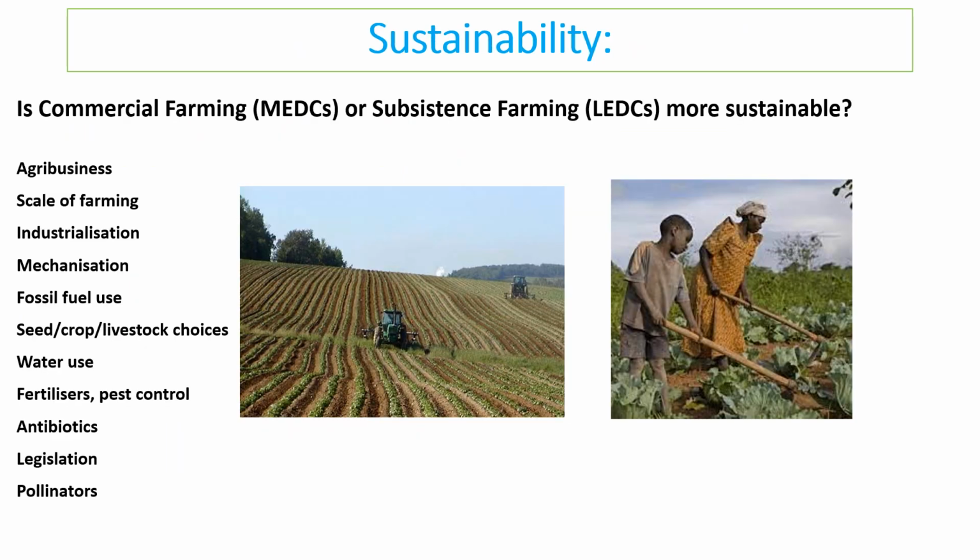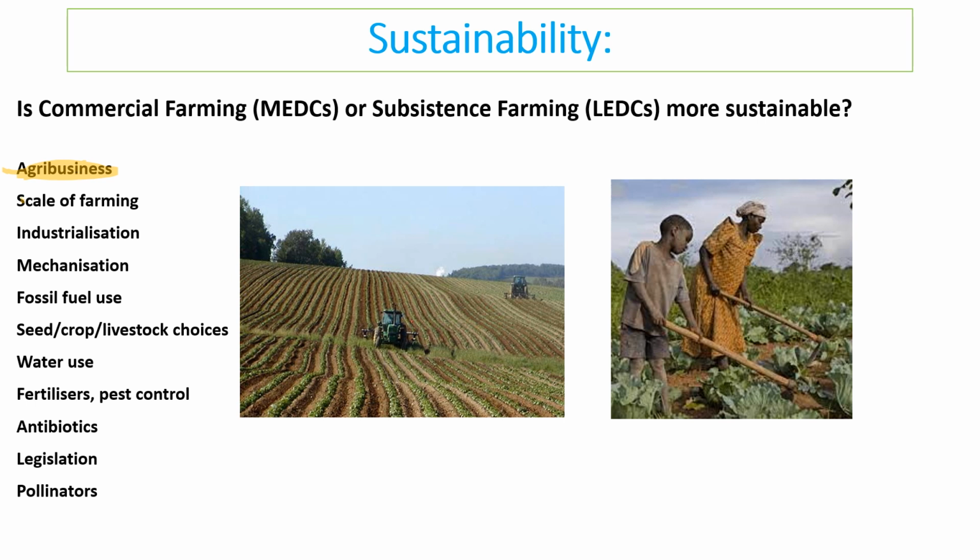So we need to think about what different things are more sustainable and unsustainable. It's very easy just to suggest that commercial farming is going to be less sustainable than subsistence farming. But if we actually look at it, we need to compare the two. On an agribusiness basis, commercial farming can function with environmentally sound practices, whereas subsistence farming tends to be much more based around just doing it for yourself, and therefore probably has less impact.